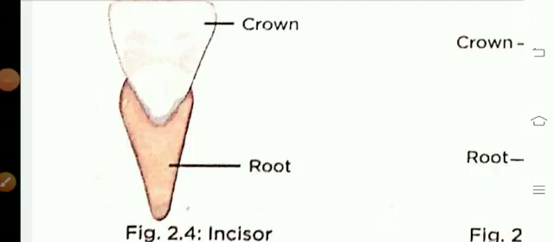Here the first type of teeth. These teeth are found in front of the mouth and are sharp, shaped like chisels for cutting and biting food. There are a total of 8 incisors.